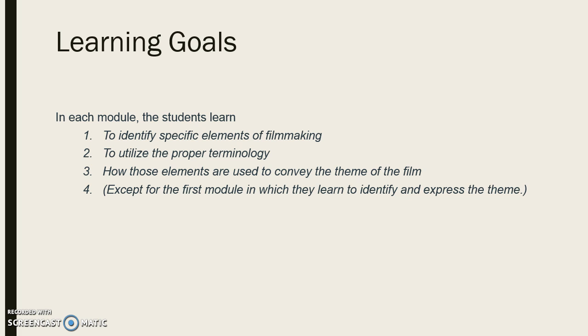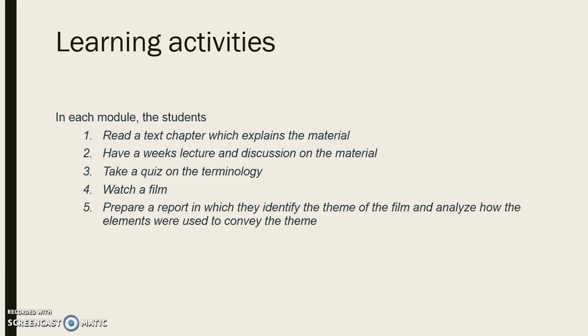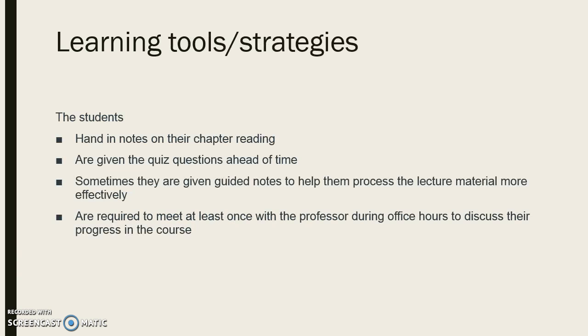The one exception to this is the very first module, which covers how to identify the theme of the film and how to properly express it. The different learning activities that are currently used: the students each read a chapter of the text, which explains the material. There is a week's lecture and discussion on that material. They then take a quiz on the terminology. They watch a film in class together, and then they each prepare a report in which they identify the theme of the film that was watched and analyze how the elements were used to convey that theme.